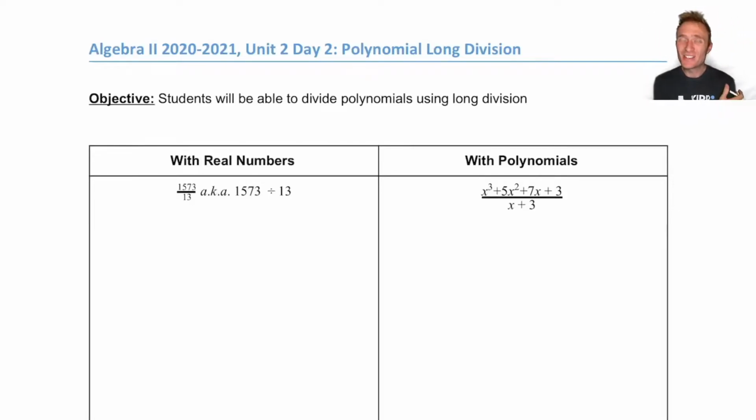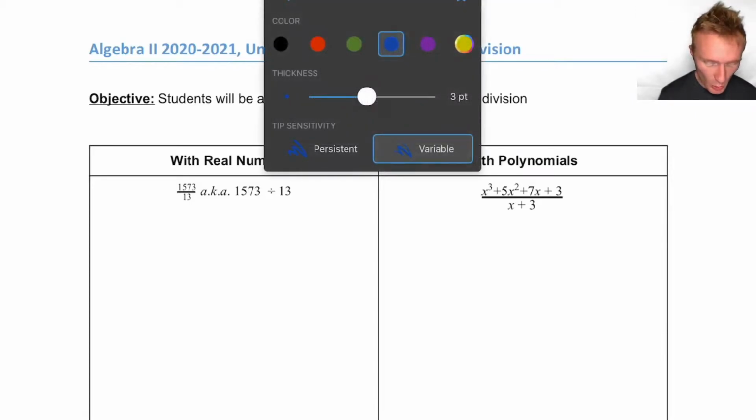Unit 2, Day 2, Polynomial Long Division. So today we're going to learn how to divide these long variable expressions the same way we would numbers. It's going to look a lot like regular long division, which it may have been a while since you've done, so let's do a quick refresher.